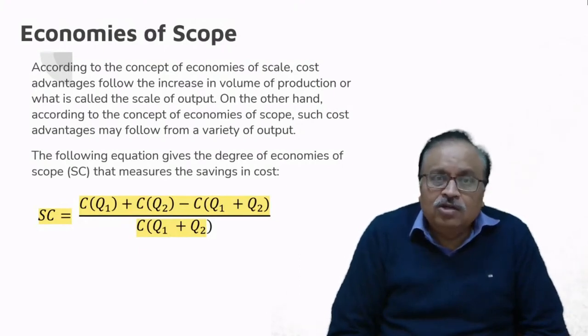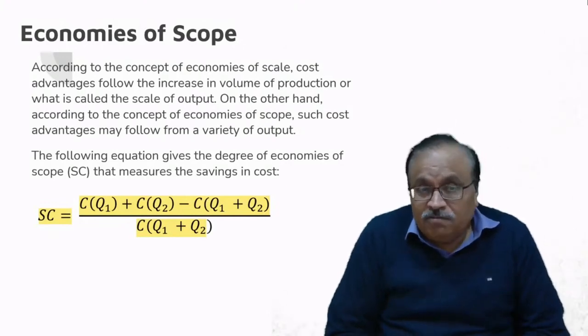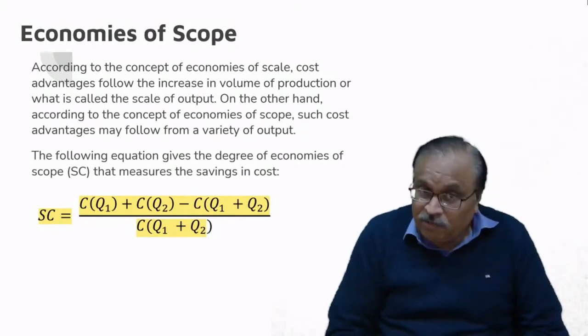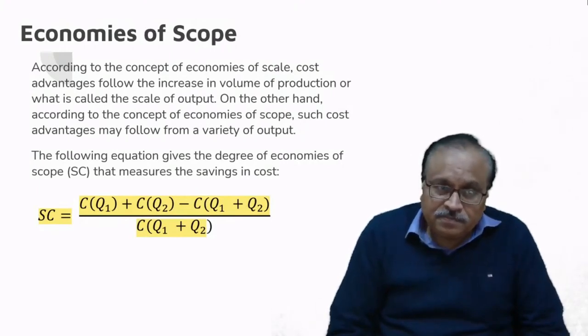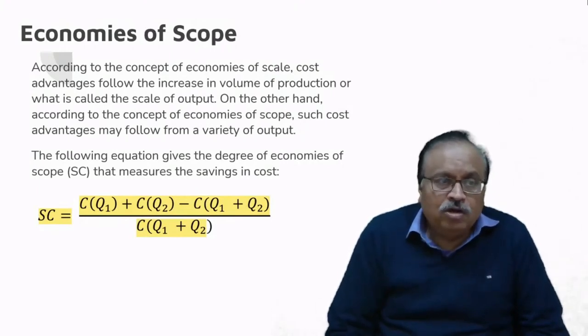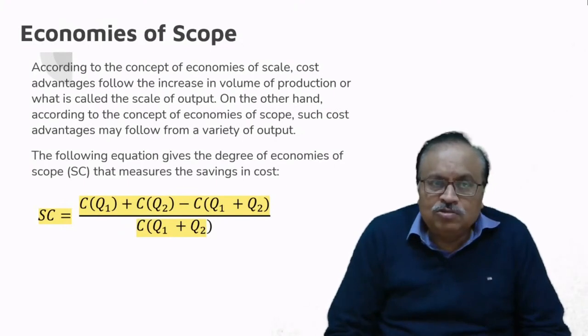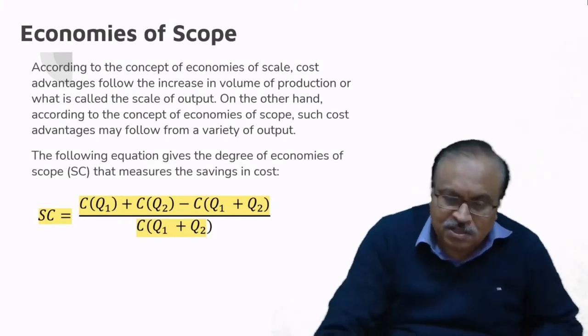On the other hand, according to the concept of economies of scope, such cost advantages may follow from a variety of output. So the following equation gives the degree of economies of scope. So economies of scope being represented by SC. So SC is equal to C(Q1) plus C(Q2) minus C(Q1 plus Q2), divided by C(Q1 plus Q2).